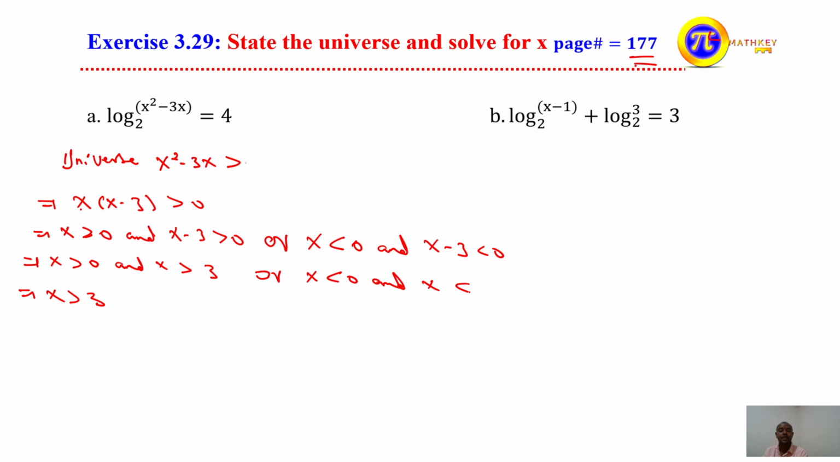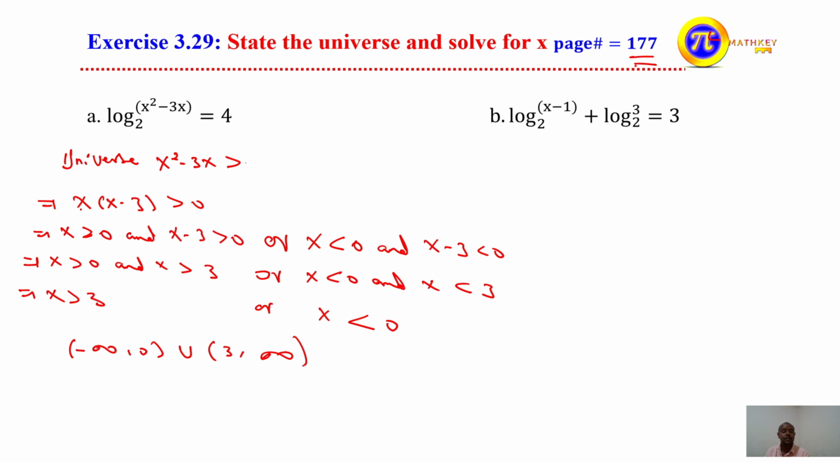And x is less than 3. Which one is common for them? That means the common one here is x less than 0. So the domain of this logarithmic equation is x less than 0 and x greater than 3. You can express it using interval: negative infinity to 0, union 3 to positive infinity.